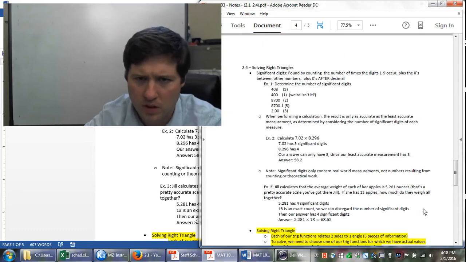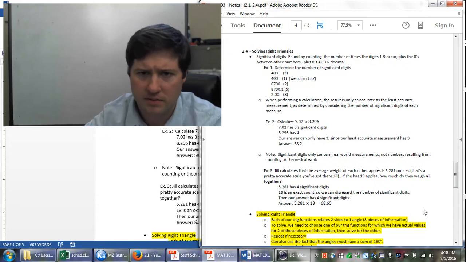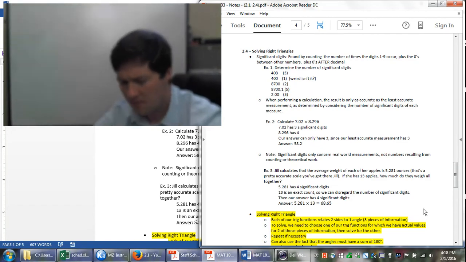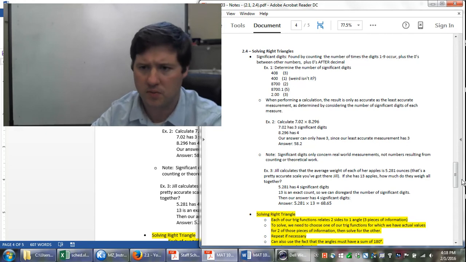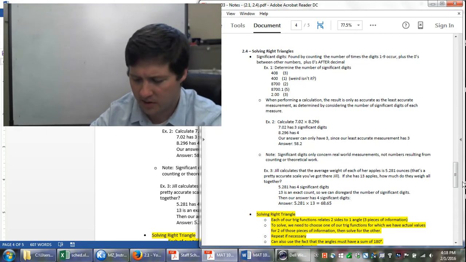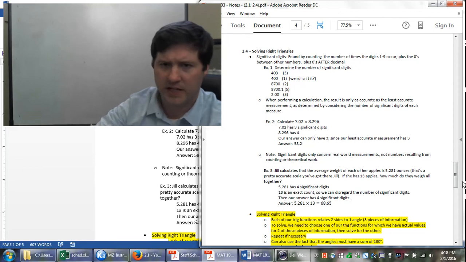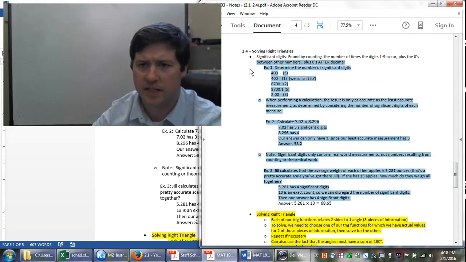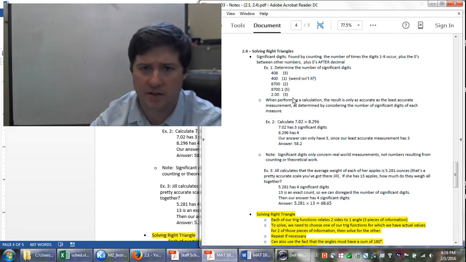Alright. So 2.4, solving right triangles. This is kind of the meat of trigonometry, I would say. Solving these right triangles. We will continue to do basically this all semester. It just comes up over and over again, these techniques.